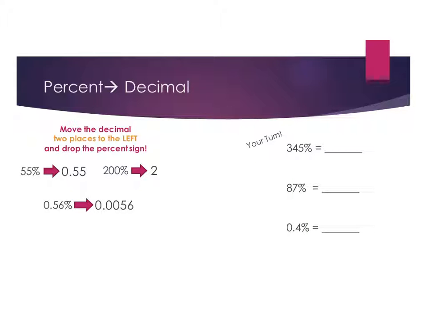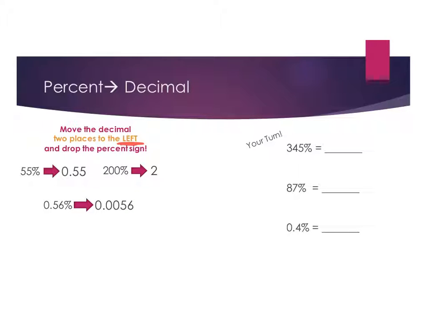Okay, so what happens when we start with a percent and we want to go to a decimal or a fraction? This is all we do. We just do the opposite of what we just did. Instead of moving it to the right, because when you're trying to make a percent we move to the left, since we're trying to make a decimal. So here I have 55%. I move my decimal place 2 places to the left and then drop the percent sign. So it becomes 0.55.